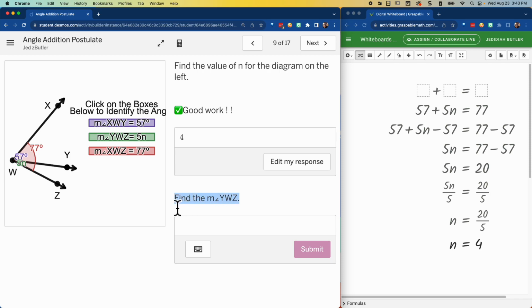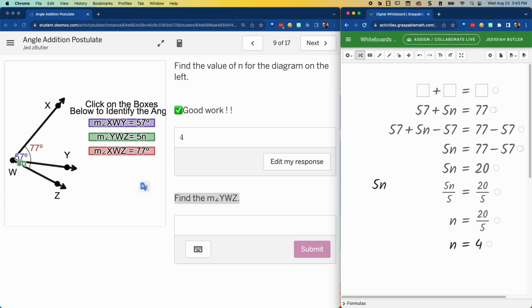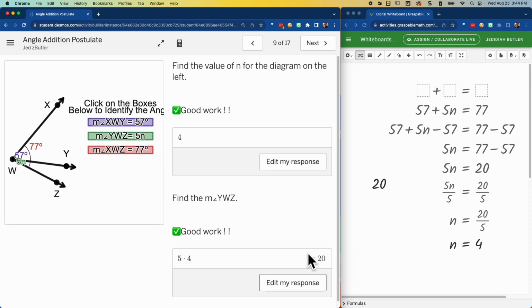Now it's asking me to find the measure of YWZ, that green one. So I don't really care about the purple one. I care about this green one. Well, YWZ is 5n. So I'm going to just type 5n. If I know that n is 4, I can actually drag the 4 into that. But I'm really just doing the calculation 5 times 4, which is 20. Now I could have typed that here too. I could have said 5 times 4 and submitted it, and that would have still given me the same thing. So my answer was 20 degrees.